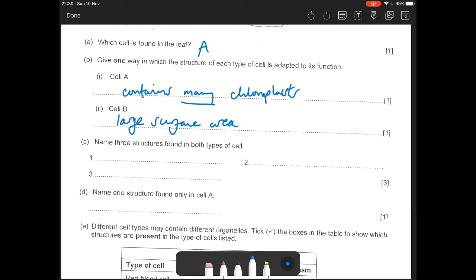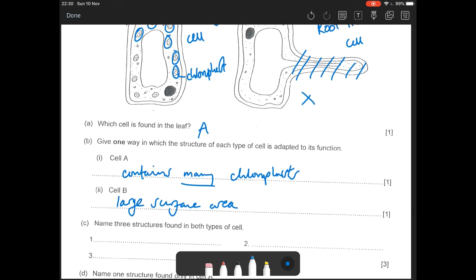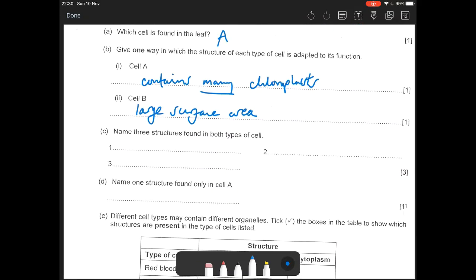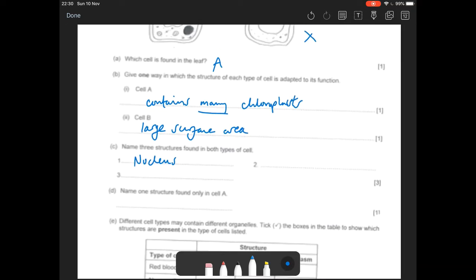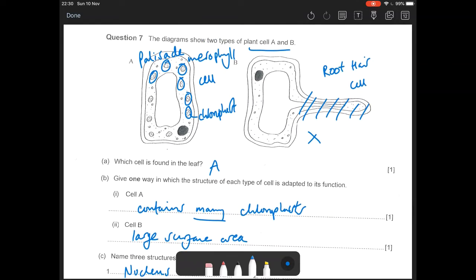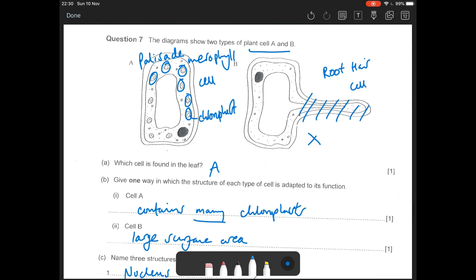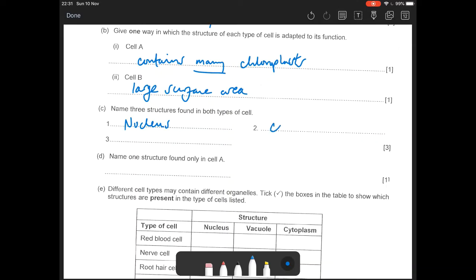Name 3 structures found in both types of cells. So we should look at that picture straight away. We can see they both have a nucleus, that black dot. Zoom out a little bit on this question. They also both have a cell wall, the outer there, and they all have a vacuole. You could have also said cell membrane or cytoplasm.